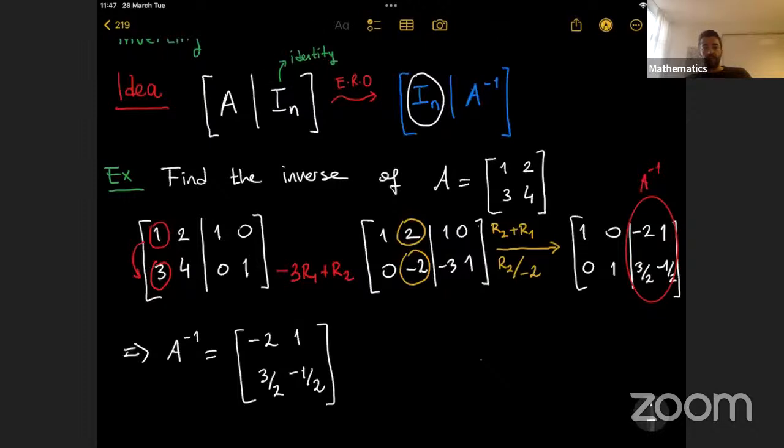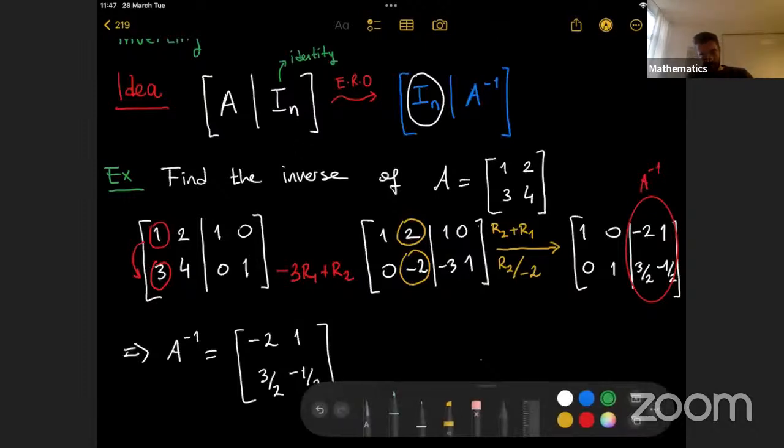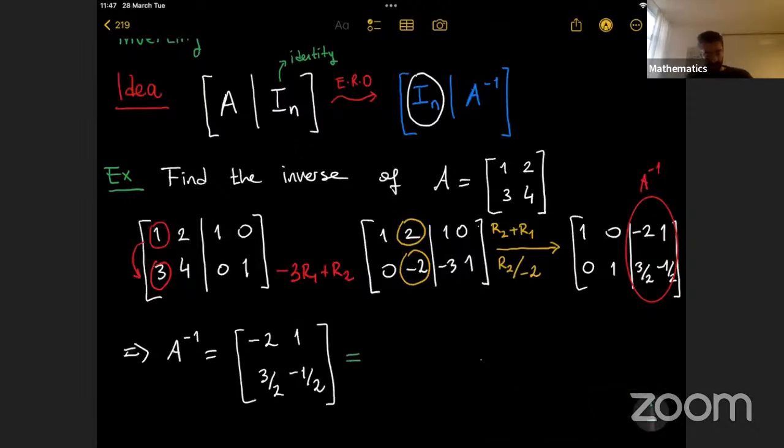Well, basically, we are done here, but what you can realize, this is nothing but 1 over minus 2, here we have 4, minus 2, minus 3, and 1. Okay.